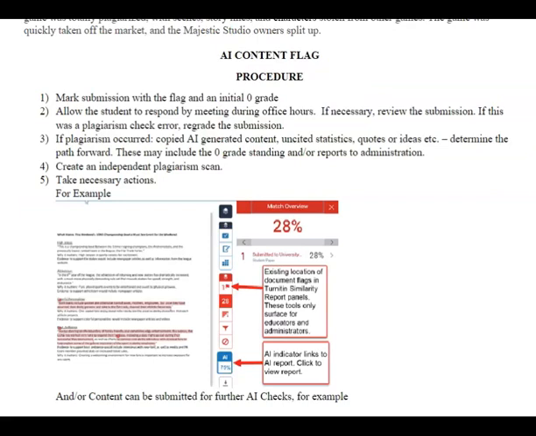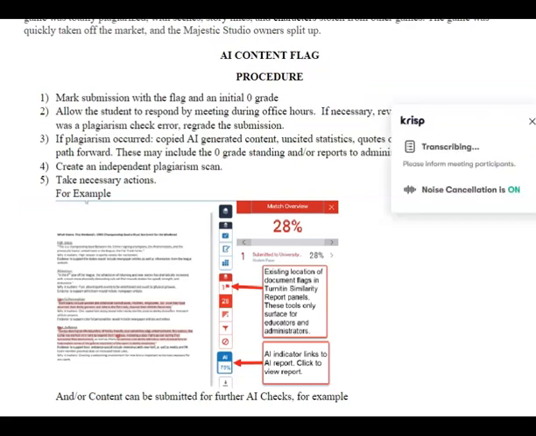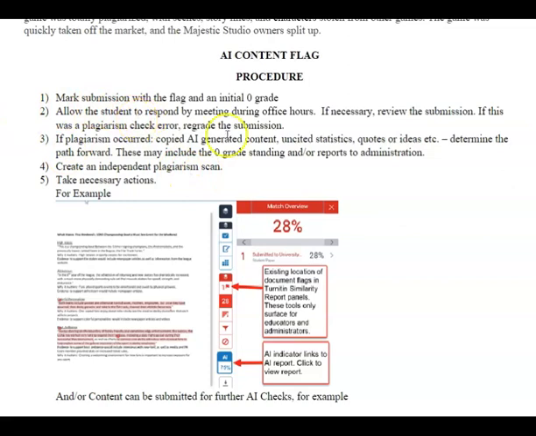As you can imagine, in this world of AI, sometimes student submissions are flagged with AI content flags. If that happens, your assignment will receive a 0. And you have every right to meet me during office hours, which are on Zoom every Monday from 11 a.m. to noon, and go over and defend your essay.